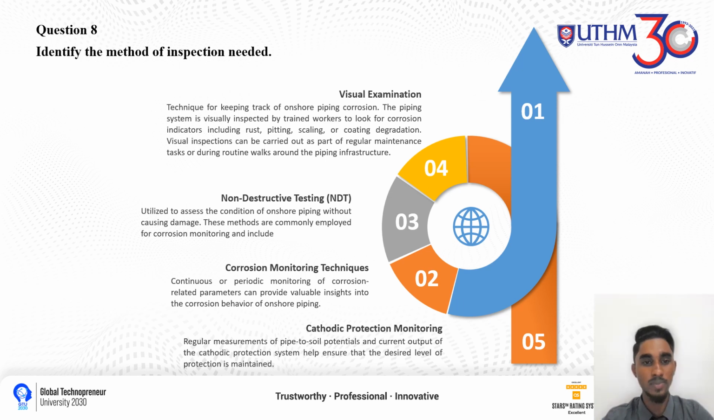The next method of inspection is corrosion monitoring techniques, such as continuous or periodic monitoring of corrosion related parameters, which can provide valuable insight into the corrosion behavior of the onshore piping. Some of the common corrosion monitoring techniques include coupon monitoring, where metal coupons made of the same material as the piping are strategically installed and periodically extracted for analysis. The level of corrosion observed on the coupons provides an indication of the corrosion rate of the piping.